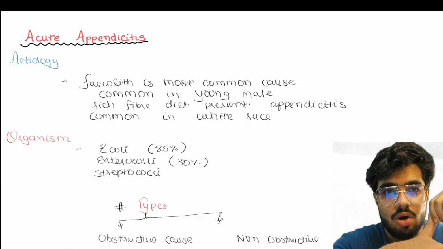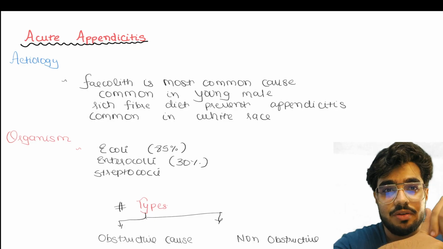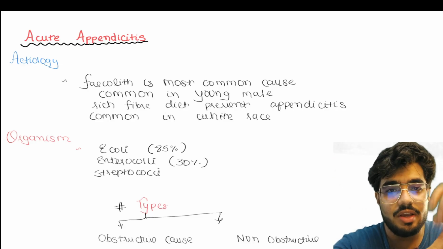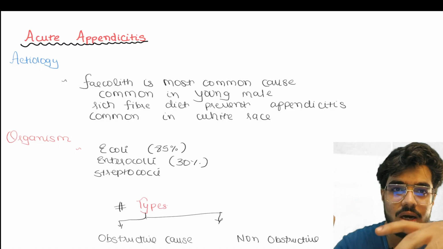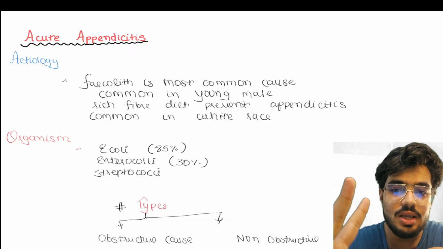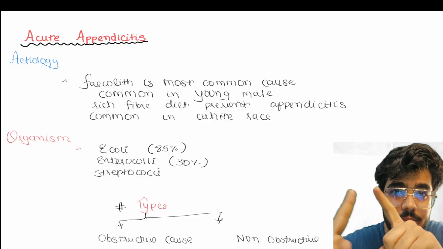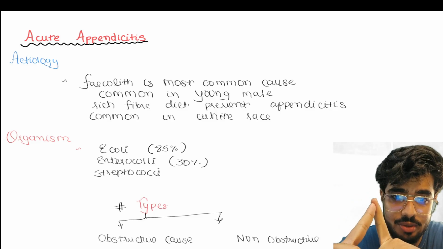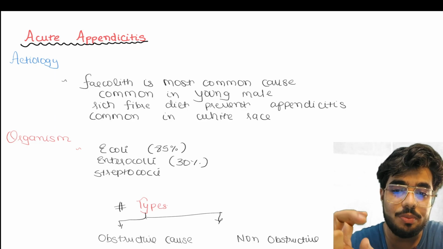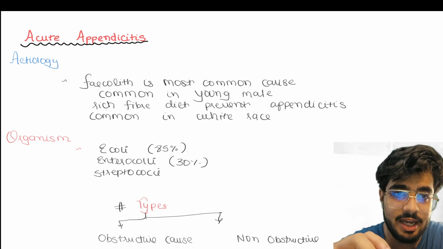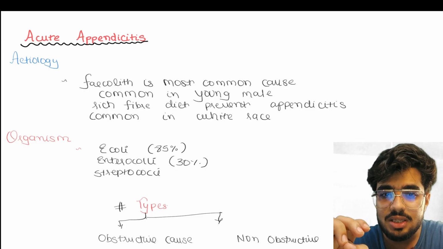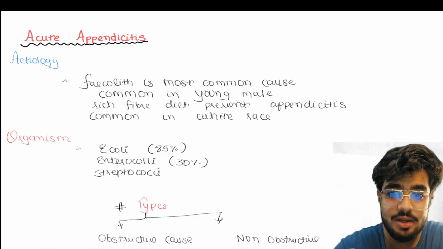First, the common cause of appendicitis is the fecalith. Question: what is a fecalith? It is stool which has become hard, fecal material that becomes hard and obstructs the lumen of the appendix. That is our fecalith. It is more seen in young males compared to females. And a rich fiber diet prevents appendicitis, because obstruction leads to appendicitis and a rich fiber diet prevents the obstruction. Third, studies show that the white race is more affected compared to other races.